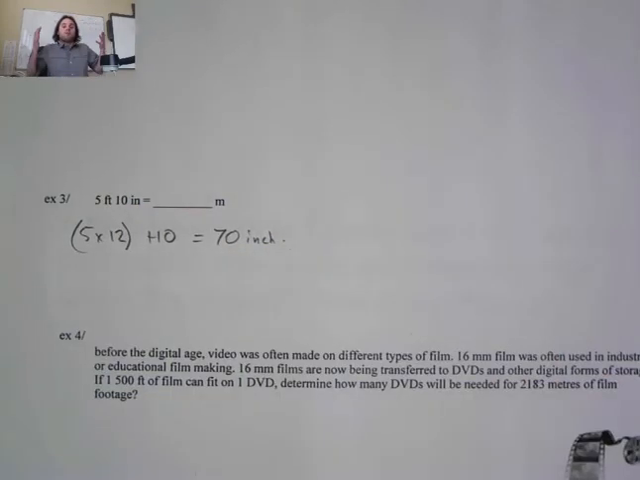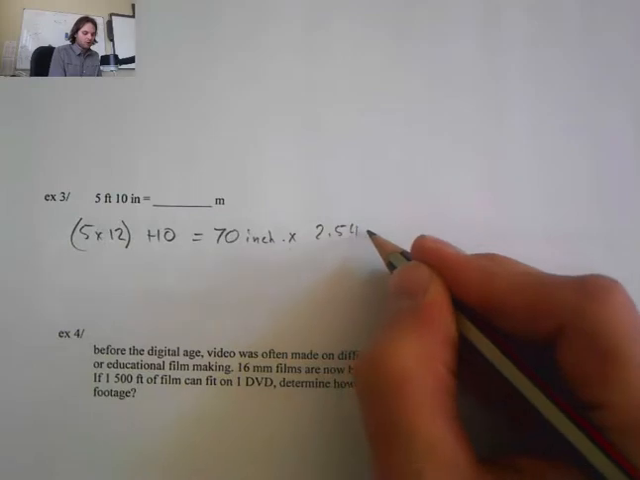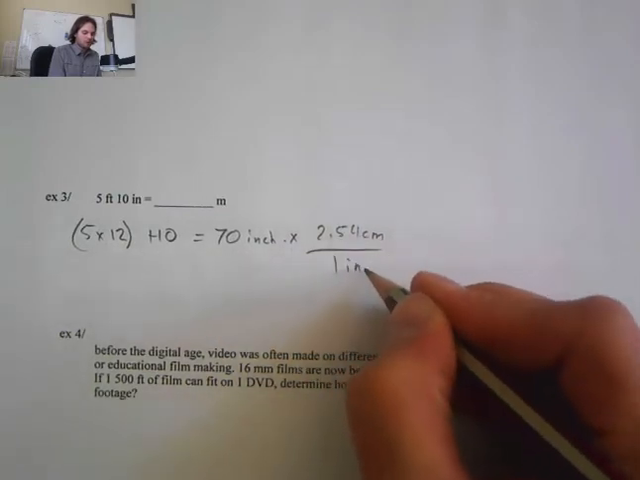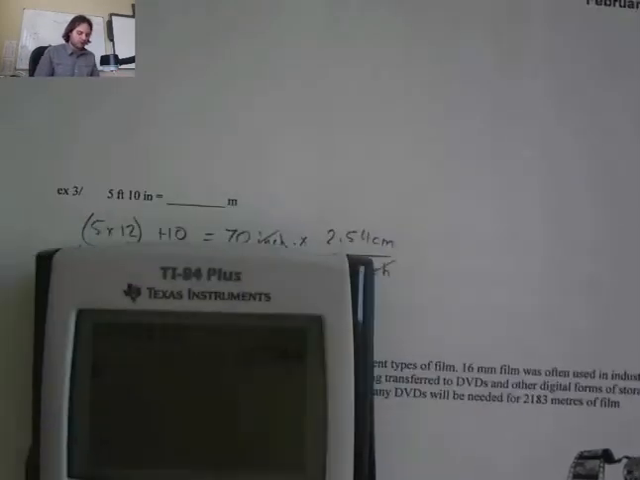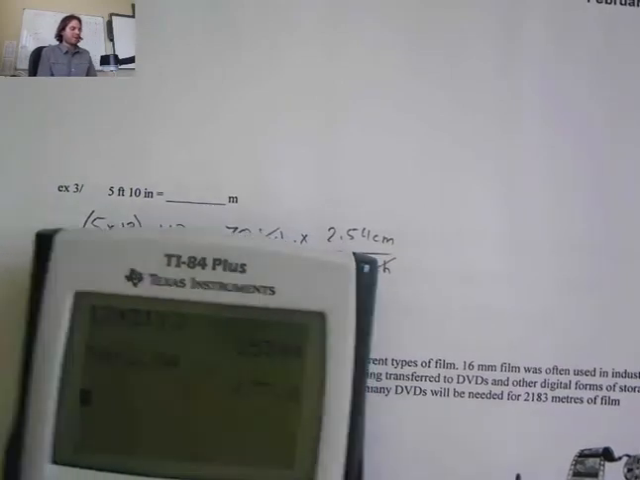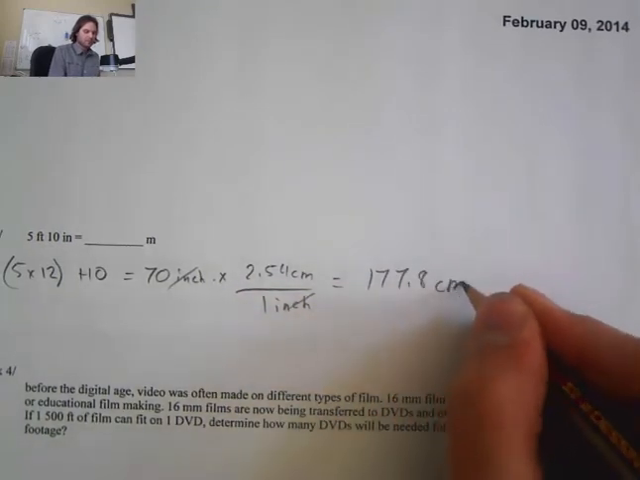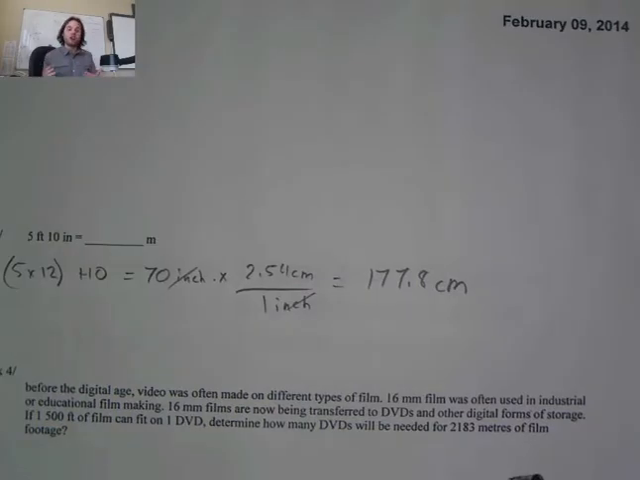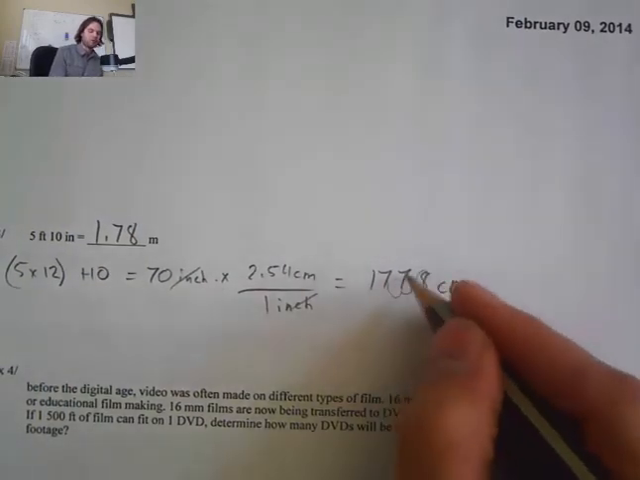Okay? Now, 70 inches, well, every inch is 2.54 centimeters. So I'm going to multiply that by 2.54 over 1 inch. So this cancels off my inches, and I'm left with my centimeters. So I go 70 multiplied by 2.54, which will give me 177.8. Okay? So now we have my centimeters. There are 100 centimeters in a meter. So I move my decimal over twice, so that's going to be 1.78 meters. I have to round up here.